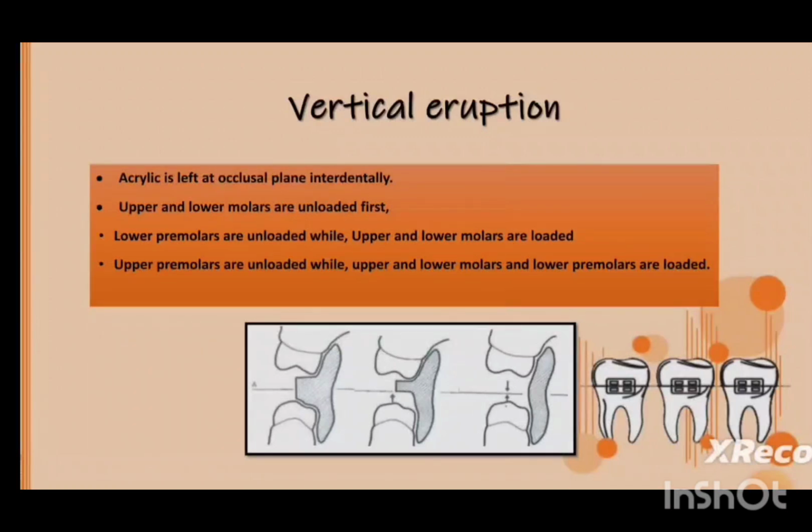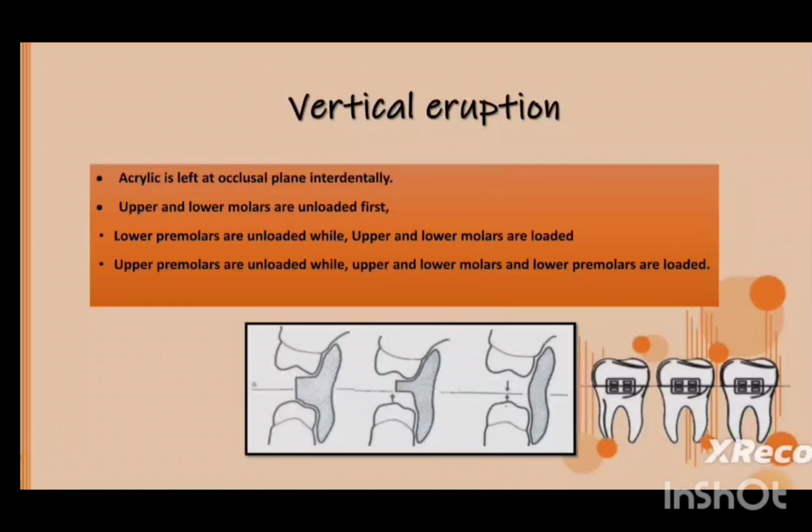Now the lower premolars are unloaded while upper and lower molars are loaded. Since we have achieved the amount of required supraeruption, we now load the acrylic between them, and now we unload the premolars and create an open bite there. Now this open bite will be then closed, and then the upper premolars are unloaded while the lower and upper molars and the lower premolars are loaded.